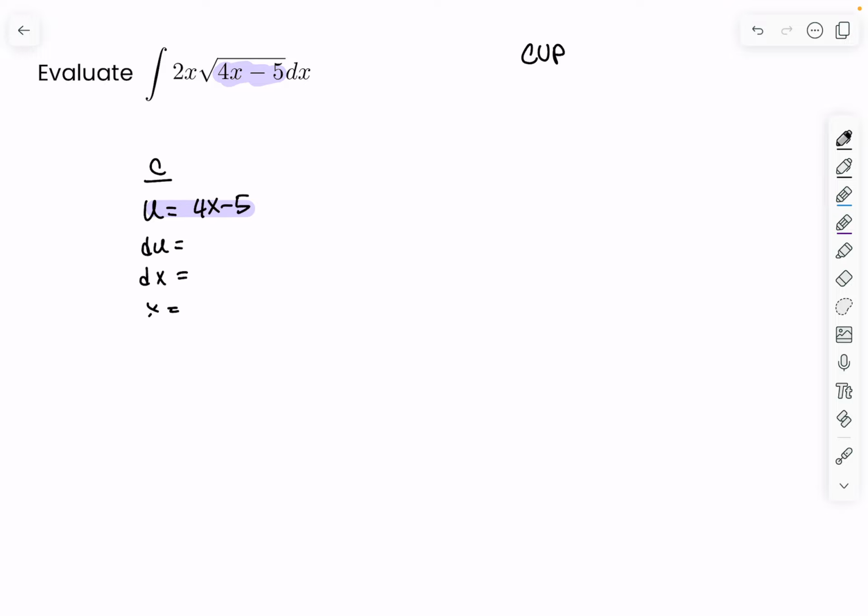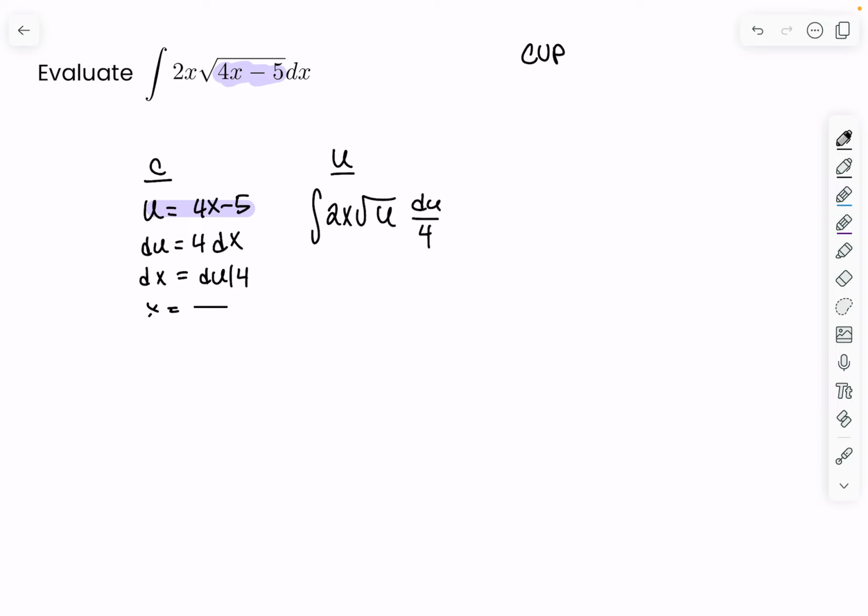So my du is just going to be my derivative, which is 4, times whatever this is, dx. So I solve for dx, and it's going to be du divided by 4. I don't solve for x unless I need it, and I'll figure out if I need it if things don't cancel out in this part. So I take my integral and put everything in terms of u, so I have 2x, and then the square root, I made this my u, and then I have dx, which I'm going to put in terms of u as well. Luckily I solved for it in terms of u, so that's du over 4.